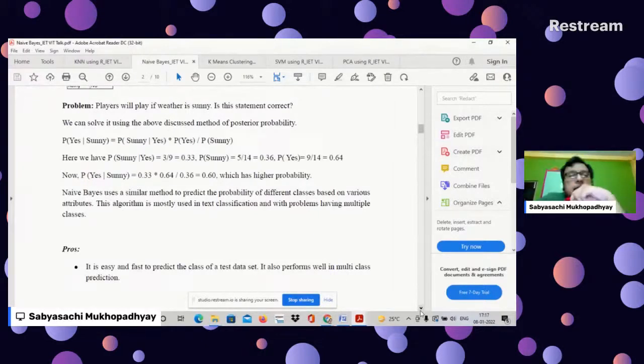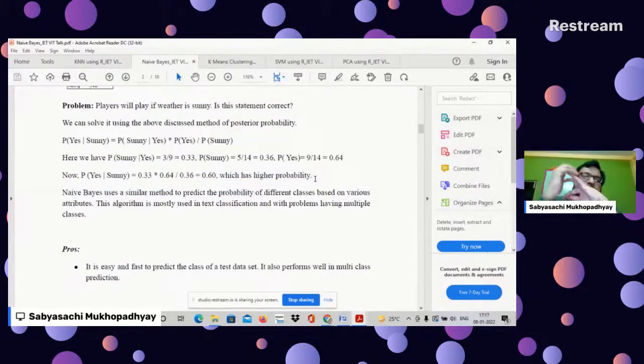So let us check that we can solve it using the posterior probability, basically using the Bayes theorem concept. Given sunny weather, what will be the probability of play? That would be the probability of sunny given play, times the probability of play yes, divided by the probability of sunny weather. We will put all the necessary values there, and we will find that the probability of play yes, when the weather condition is sunny, is 0.60. That means it's a much higher probability.